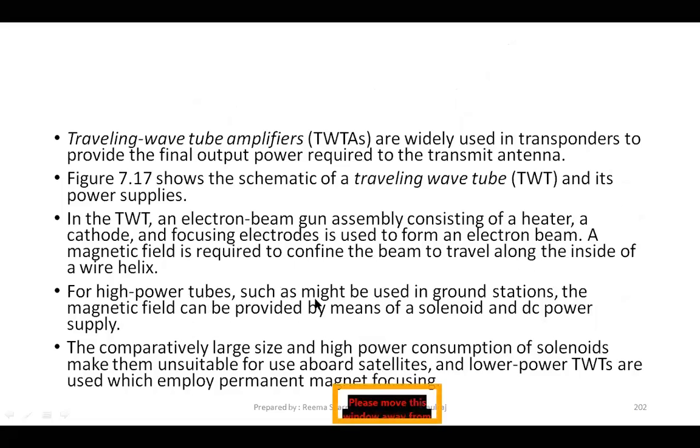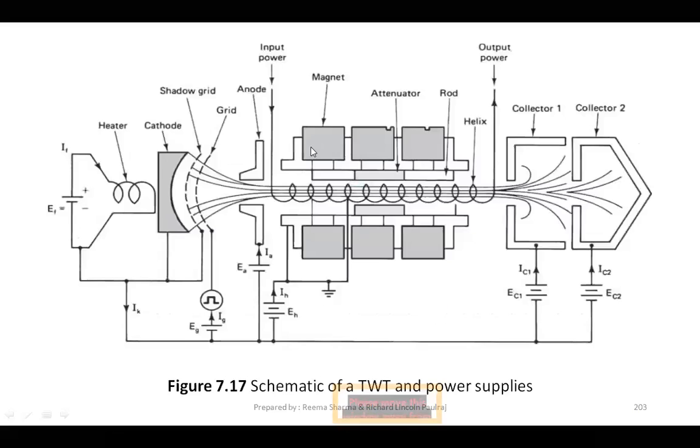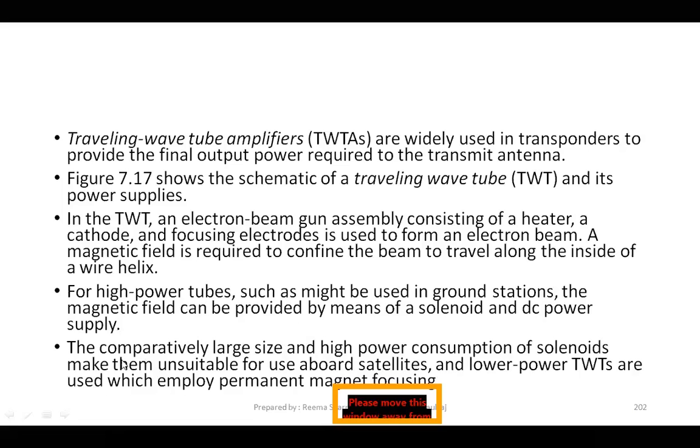For high power tubes, such as might be used in ground stations, the magnetic field can be provided by means of a solenoid and DC power. You can look into the diagram to see how these electrons are confined in a small narrow space using magnets. The comparatively large size and high power consumption of solenoids make them unsuitable for satellites.